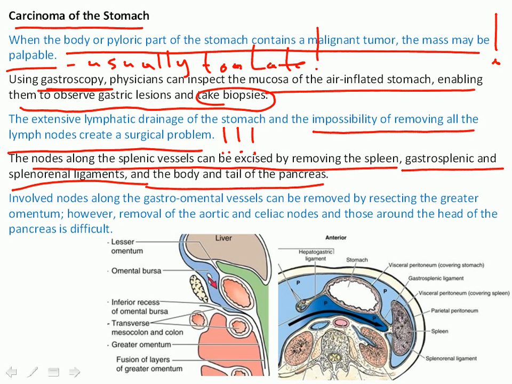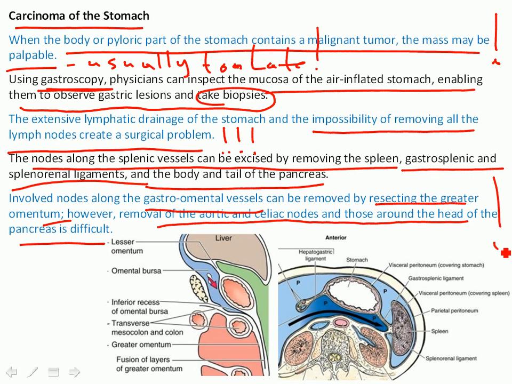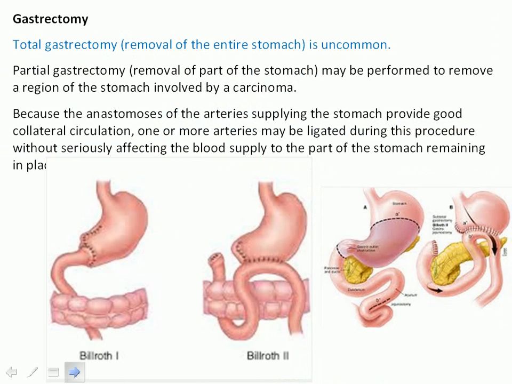Involved nodes along the gastroepiploic vessels can be removed by resecting the greater omentum. However, removal of aortic and, as I said, celiac nodes and those around the head of the pancreas is difficult, and usually these are inoperable cases of gastric cancer where we just rely on radiotherapy and chemotherapy to keep control over the tumor. And unfortunately, this is not so effective.